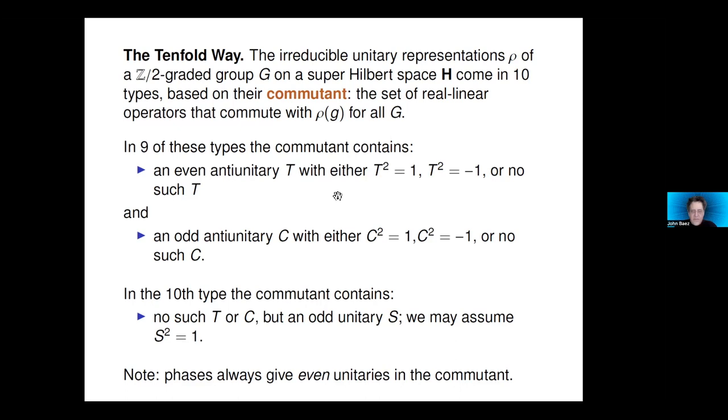Of course, if we have T and C, we can then go ahead and multiply them, and we will get an odd unitary that will act like this S. But we may also have this S without such a T or C. So we get these 10 options.